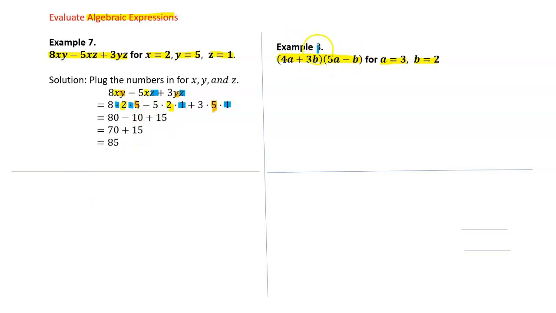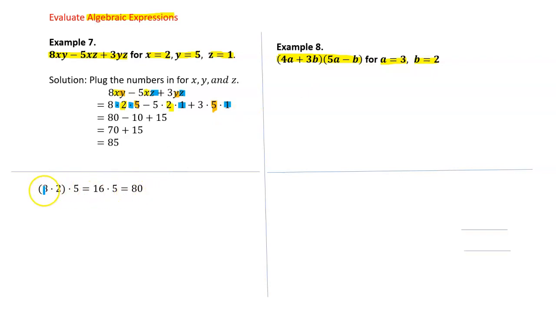Now let's look at the next example. So the first step, we're going to turn the algebraic expression into a numeric expression, which means you will get rid of all the variables and replace them with numbers.